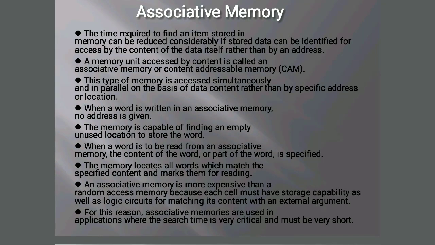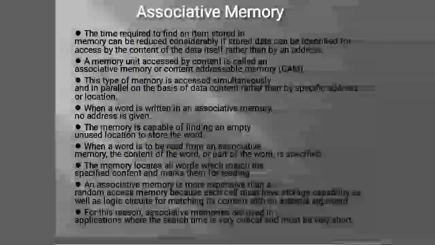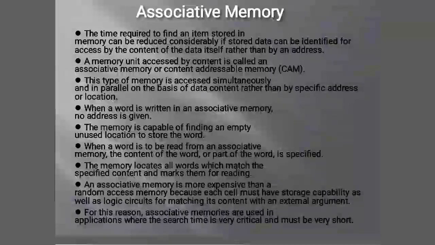Associative memory. The time required to find an item stored in memory can be reduced considerably if stored data can be identified for access by the content of the data itself rather than by an address. A memory unit accessed by content is called an associative memory or content addressable memory, CAM.